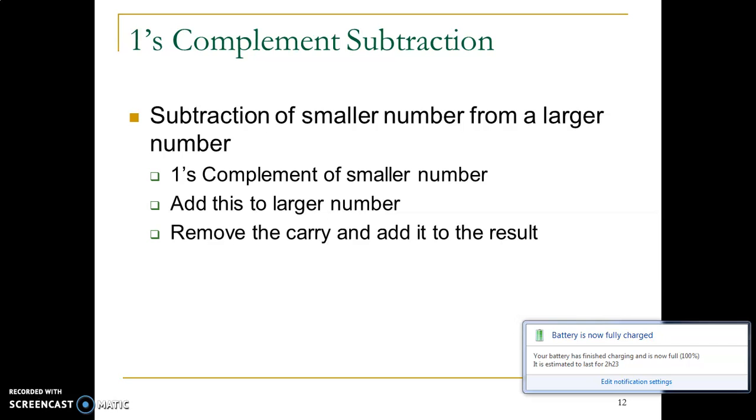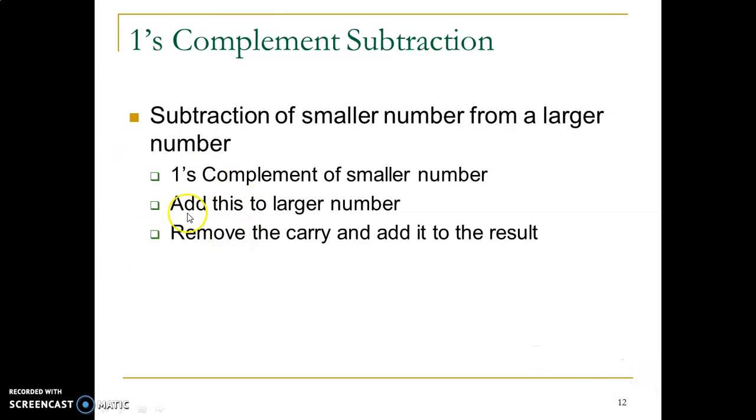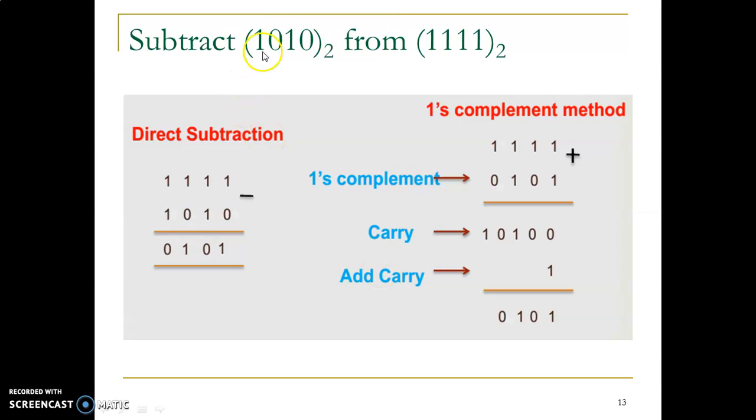To subtract a smaller number from a larger number, we are going to follow three steps. First, we determine the 1's complement of the smaller number. Then we add this to the larger number. Then we remove the carry and add it to the result. This carry is called an end around carry. Now we'll see a simple example of how to subtract 1010 from 1111 using the 1's complement method.